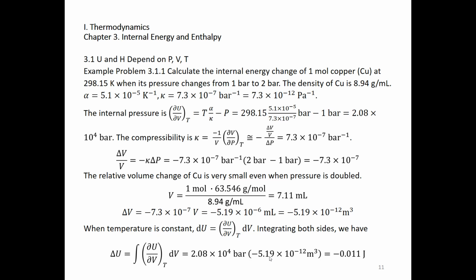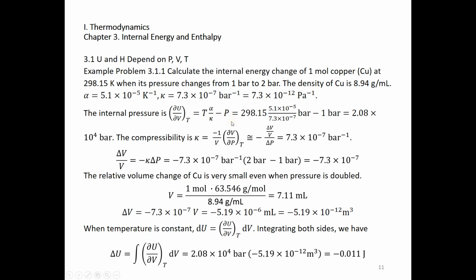Here's the information about copper. We have the density, about 9 grams per milliliter. We have the values of kappa and alpha. For kappa, sometimes we use reciprocal bar, sometimes reciprocal Pascal. Pascal is the SI unit. 1 bar is just 100,000 pascals.